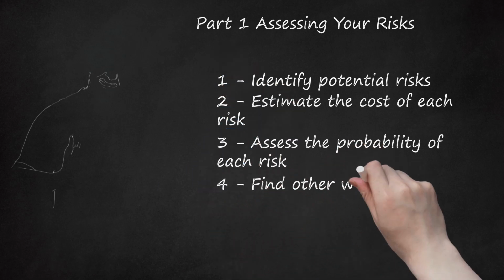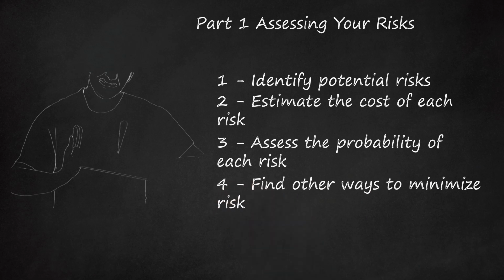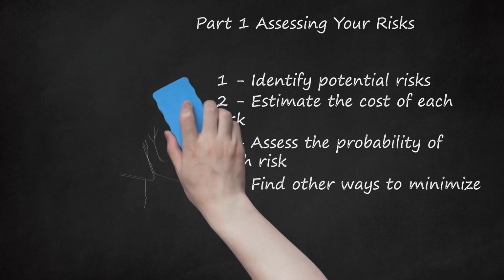4. Find other ways to minimize risk. You don't need to buy insurance to protect yourself from every risk. In fact, insurance might not always be available. Accordingly, you should consider other cost-effective ways to reduce risks. For example, you could limit the risk of property destruction by installing sprinklers or alarms.